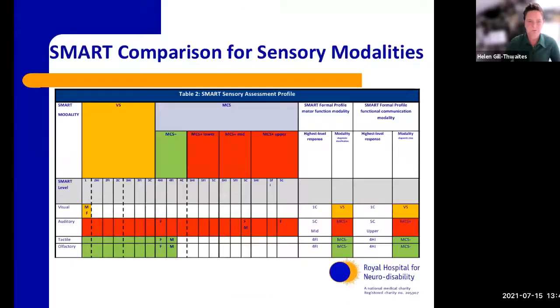Thanks, Karen. In the report, you'll see a table, and you can see in this one, M is motor and F is functional communication. For motor, you can see a level. Vision hasn't shown anything, so it's diagnosed as a VS for the visual responses. But because SMART can tease out auditory, tactile and olfactory, you can see she's done a yes-no response, not meeting the guidelines. So MCS plus upper, and obviously MCS plus mid for the motor. And the tactile and olfactory gave us MCS minus response.